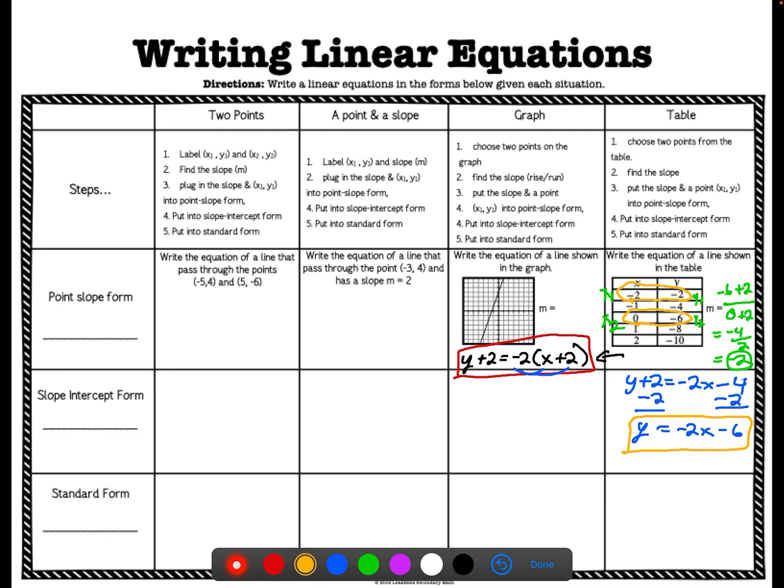So what if we want to change this to standard form? Well, from slope-intercept form, all we have to do is add 2x to both sides so that we end up with 2x plus y equals -6. Now, this 2x is positive and it's not in a fraction, so it's acceptable. And that's all we had to do. We're done with this. We're going to practice problems in class.